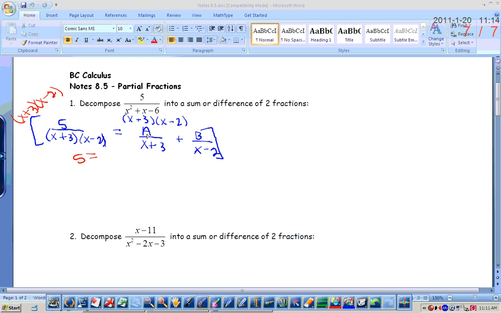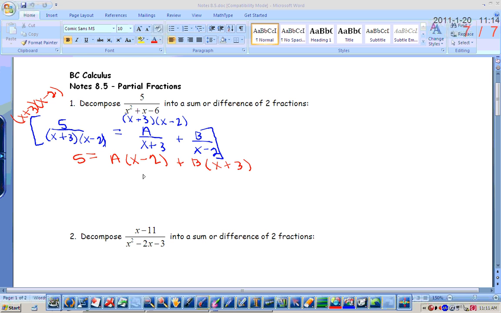And then when I multiply the first term of the right side by x plus 3 times x minus 2, what happens? Yeah, you get A times x minus 2 because the x plus 3's cancel. And then I'm going to get plus B times x plus 3.